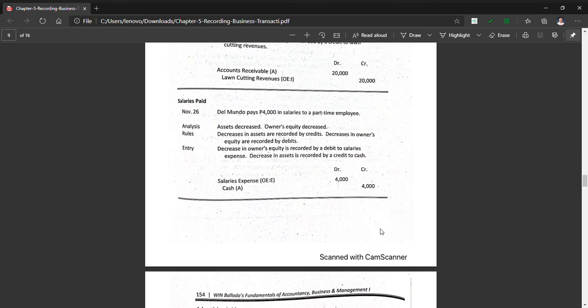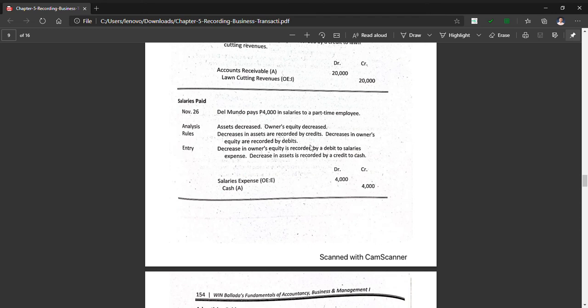Next, salaries paid. Del Mundo pays 4,000 in salaries to a part-time employee. Okay. First, nagbayad tayo ng pera. So, nag-decrease ang asset natin. Asset decrease. Tapos next, yung salaries na to, that is an expense of the business. Gastos siya ng business. And expense decreases the owner's equity, thus owner's equity decreases. Pero this is an expense. Right? Expense pa rin siya.